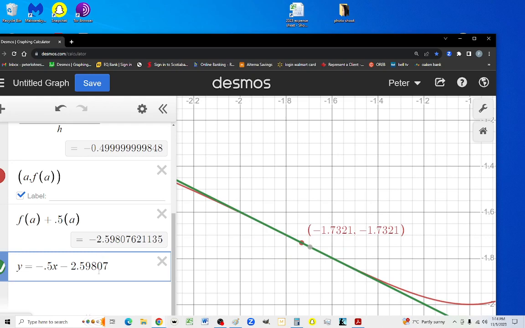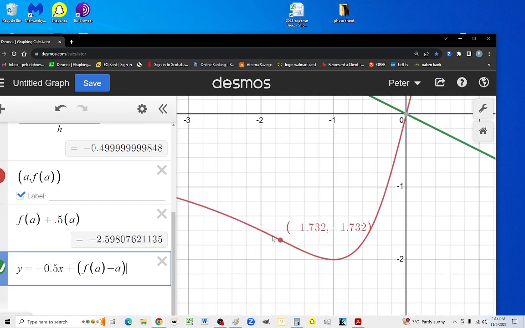Didn't quite get the right point, though. So that makes me think I didn't quite get the right graph. So I'm going to put it all as what the lines are. Y is equal to negative 0.5x. And then what's b? Plus b, as I said, is going to be f of a plus or minus a.